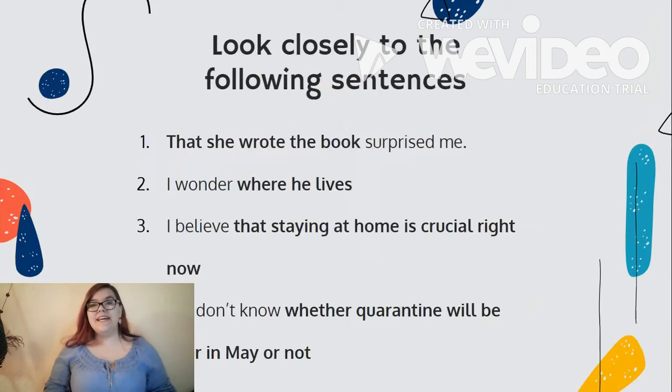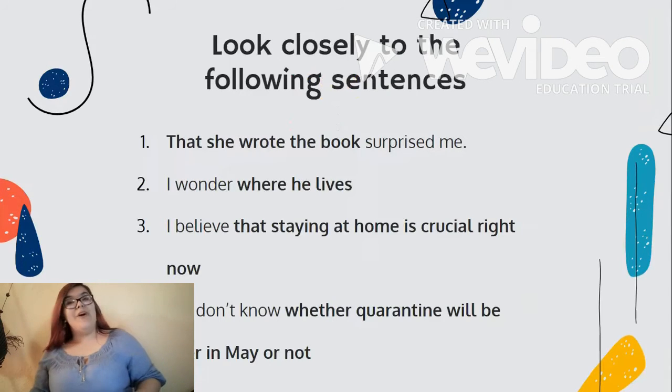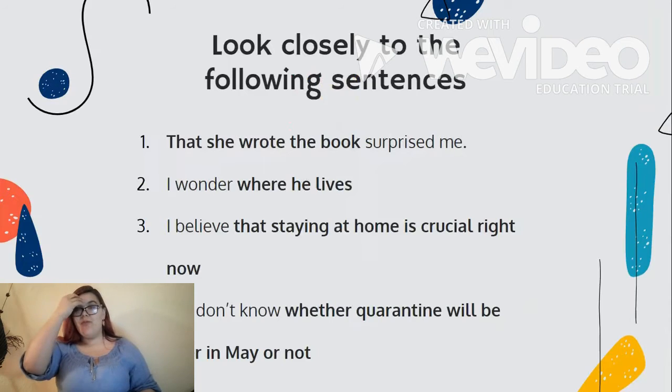Let's look closely at these sentences. We have the first one that says, that she wrote a book surprised me. The second one is, I wonder where he lives. Then the third one, I believe that staying at home is crucial right now. And the fourth is, we don't know whether quarantine will be over in May or not. Okay, so let's look at the first one.